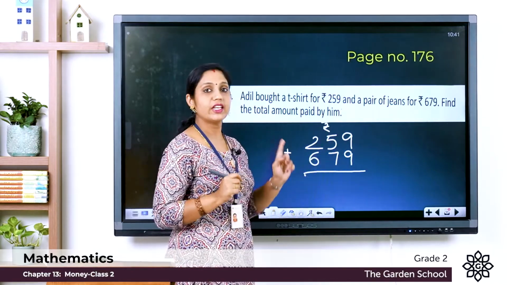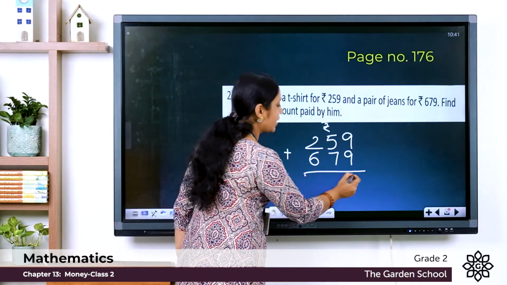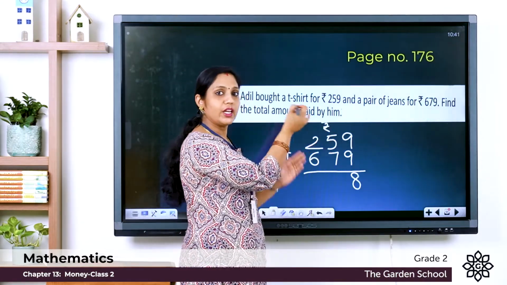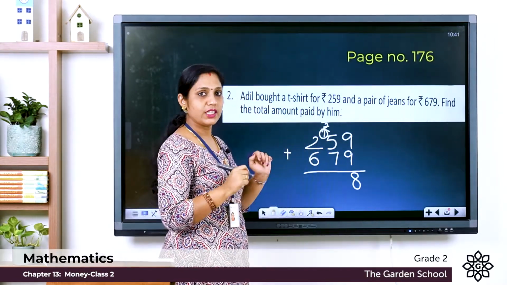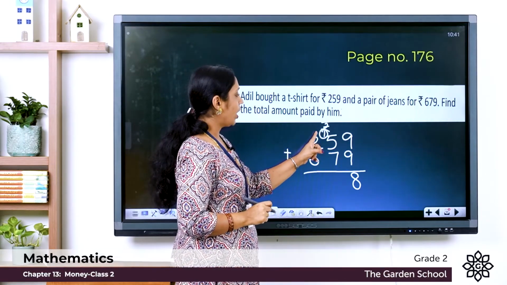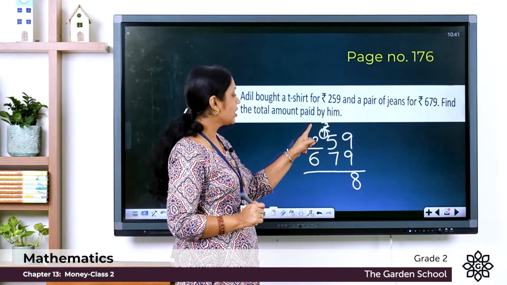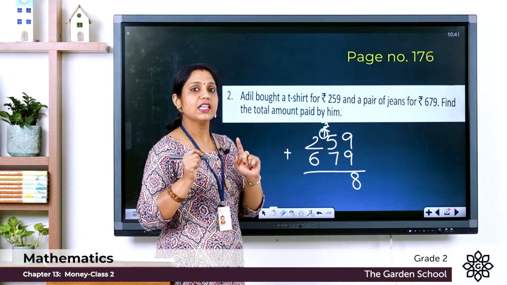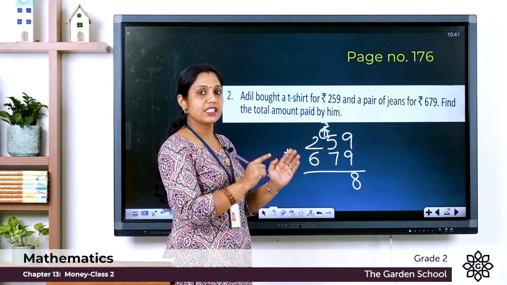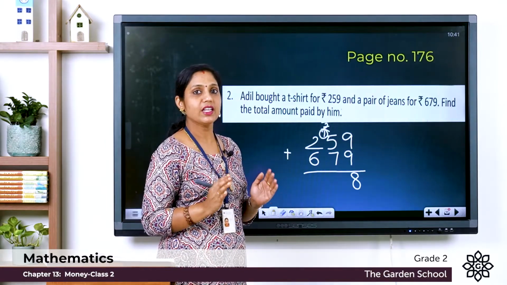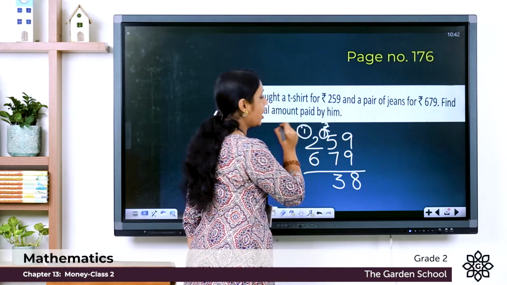In the ones place we have 9 plus 9. So how much is 9 plus 9? It is 18. So what we'll do? We'll write 8 here and carry 1 over to the tens place. So now we'll move on to the tens place. In the tens place we have 1 plus 5 plus 7. So first we'll add the first two numbers, that is 1 plus 5. So 1 plus 5 is 6. Now with that 6 we have to add the next number, that is 7. So it is 6 plus 7. So how much is 6 plus 7? It is 13. So what we'll do? We'll write 3 here, carry over 1 to the hundreds place.